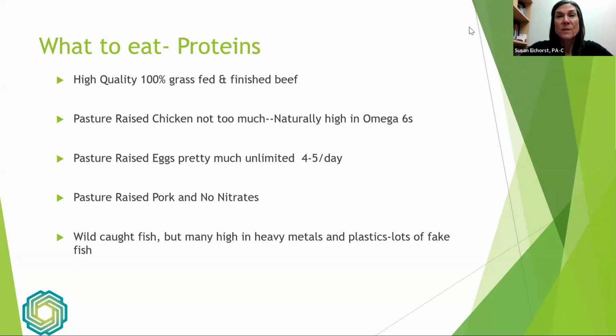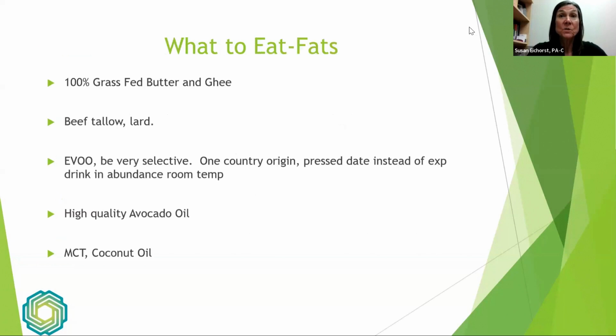But also, the farming industry is bad, and we even have contamination in our wild caught fish now between plastics and just contaminants. So what do you eat? Again, 100% grass-fed beef, butter, ghee.